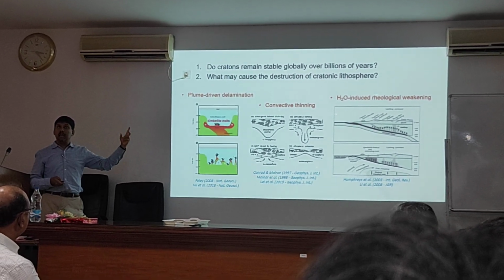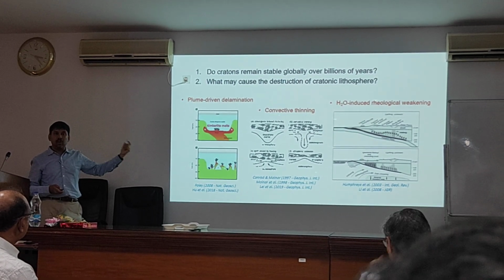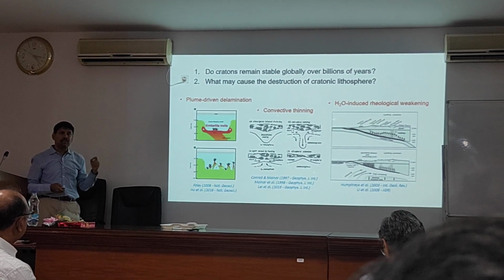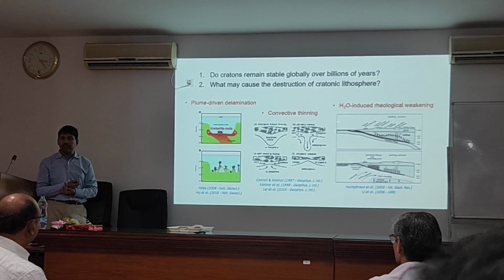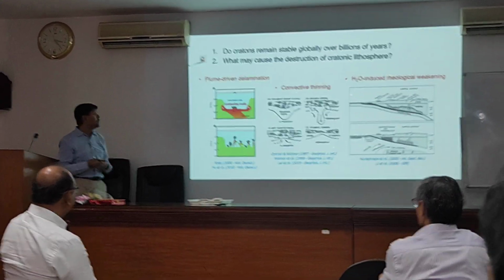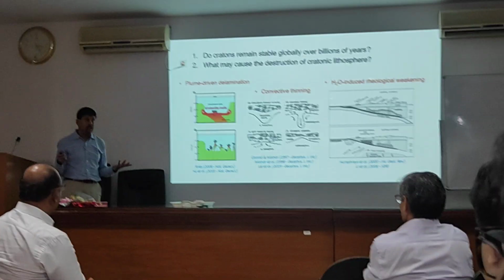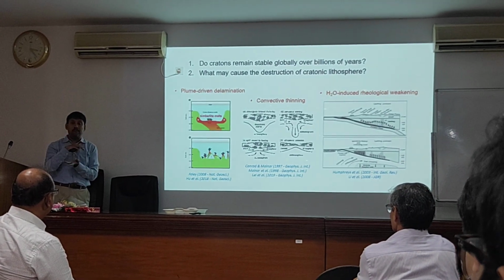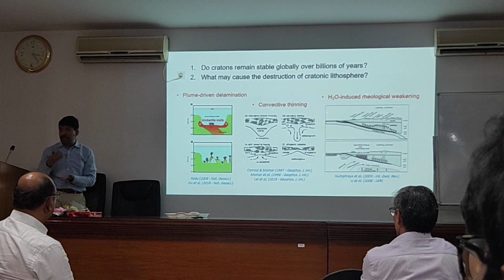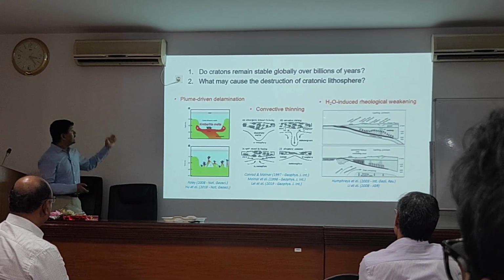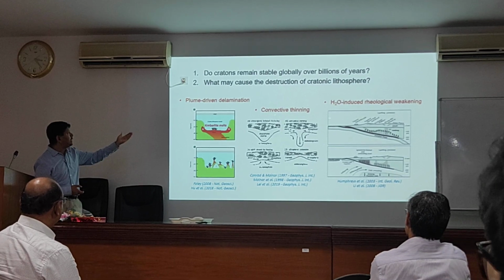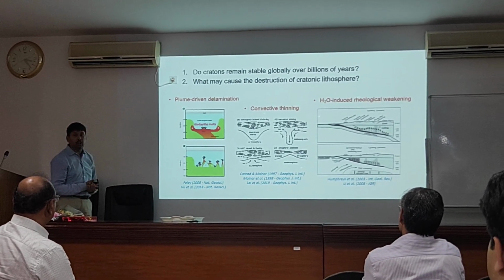So the question is, do cratons remain stable globally over billions of years? We have evidence like the North China Craton, and a few other examples like that, that tells you that locally there may be loss of the subcontinental lithospheric mantle, especially in portions of cratons. But the question is, is it a global phenomenon? Is the cratonic root of all cratons globally gradually getting thinned down? We can't do that from just one location. And the second question is, if that is happening, what may be the cause of destruction of cratonic geology?